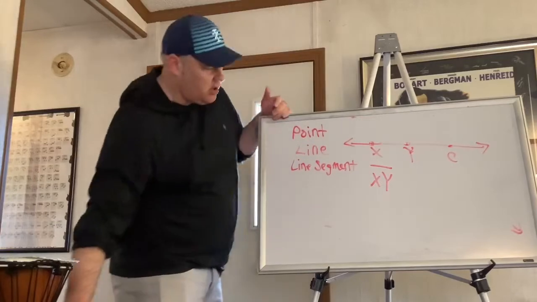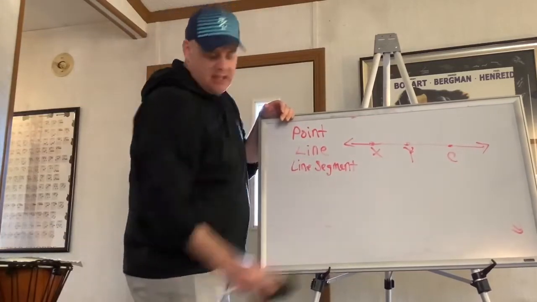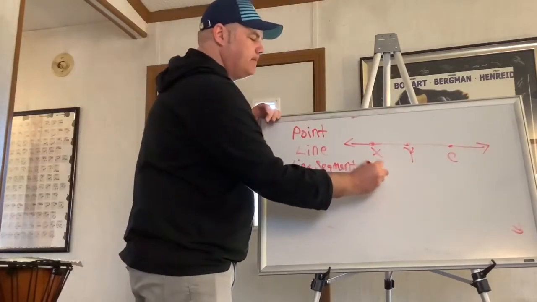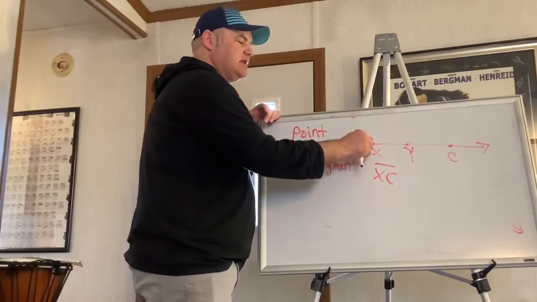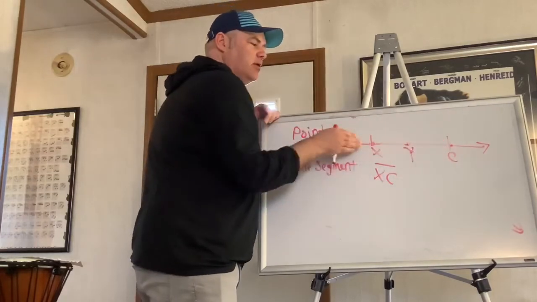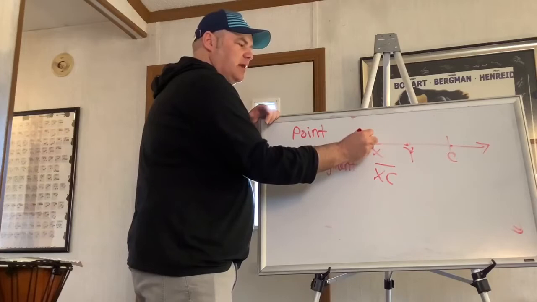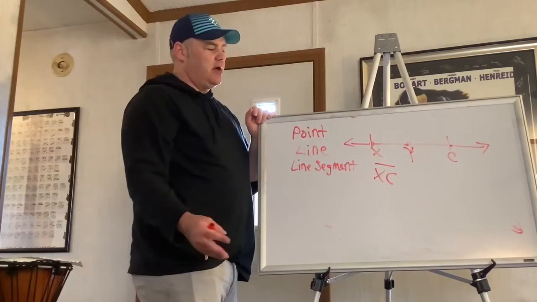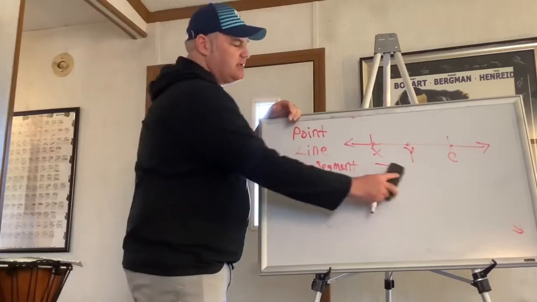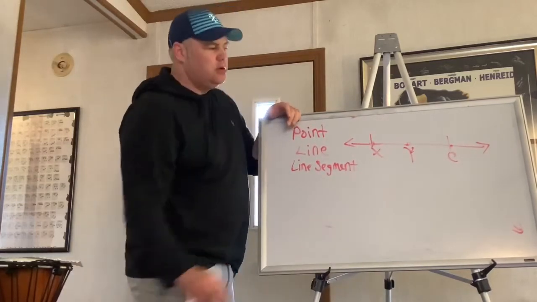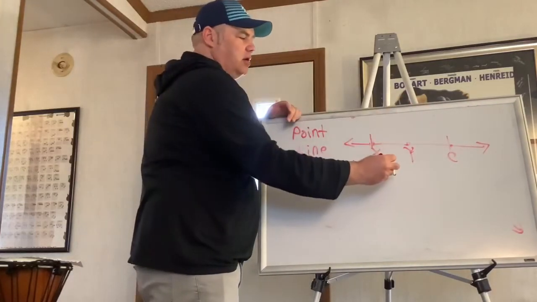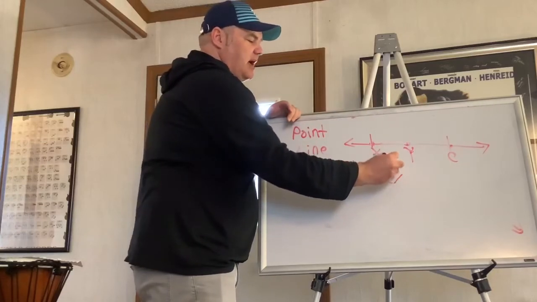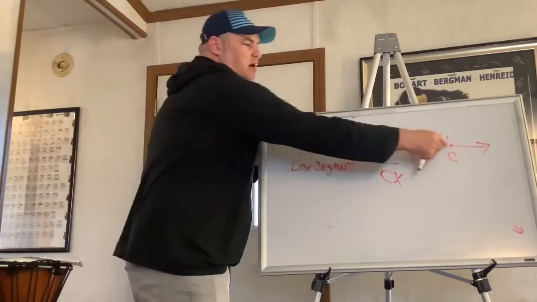I could have also referred to XC. Okay, put a line segment symbol. That means the distance from here to here. Even though I go through Y, I want to talk about the distance from here to here. So I would put XC. And with line segments, it does not matter which order you go in. You could go either way. I could have called that same segment CX. Okay, and that's talking about from here to here.